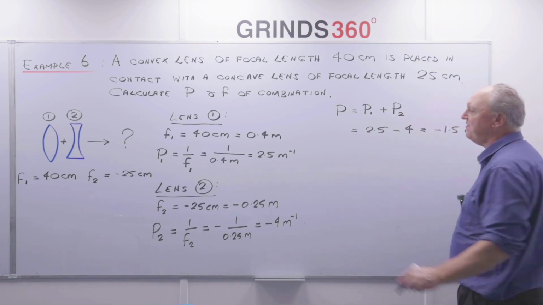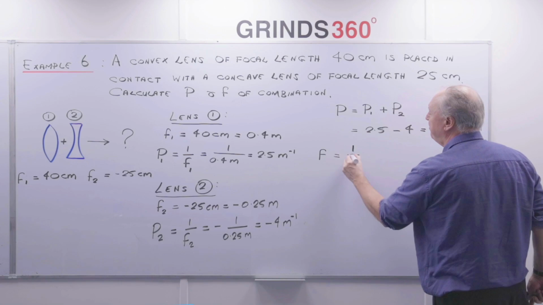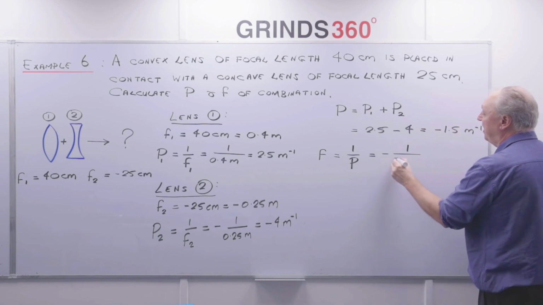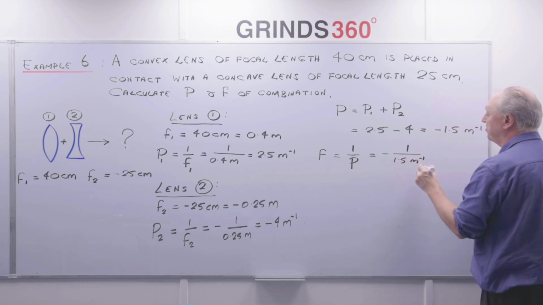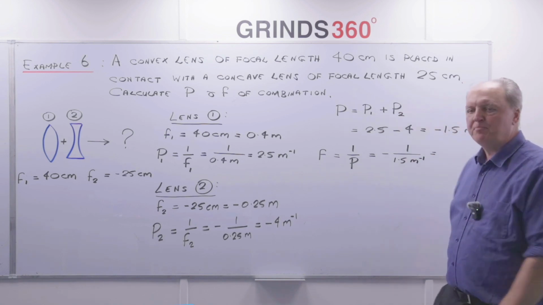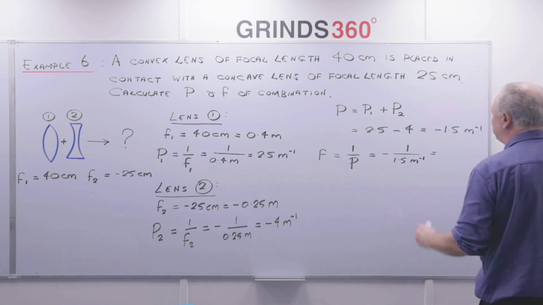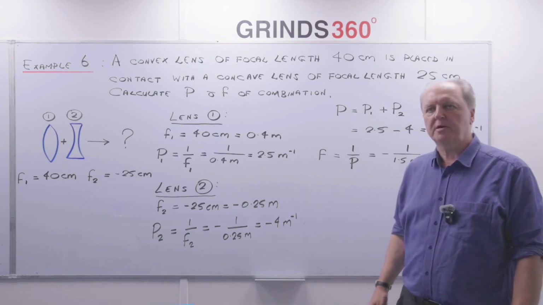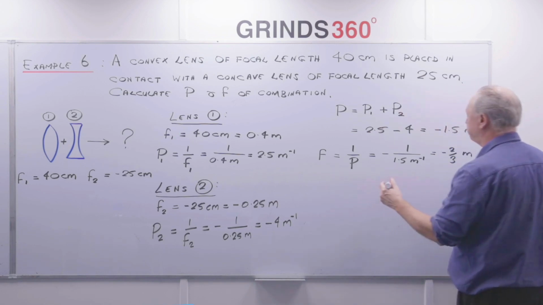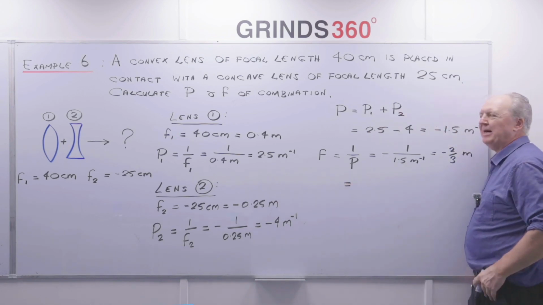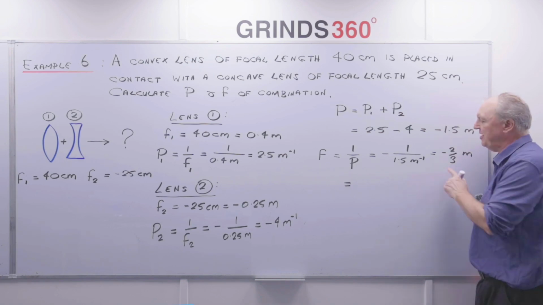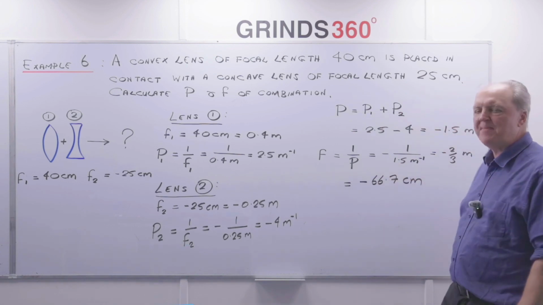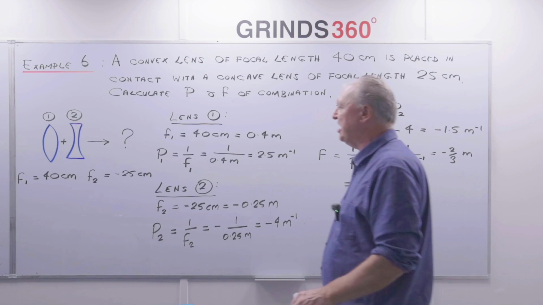So P is equal to 1 over f. Therefore, f is equal to 1 over P. So throw the minus in front. That's minus 1 over 1.5 per meter. So 1 over 1.5, I'll end up getting minus 2/3 of a meter. It's about 66.7 centimeters. So if I'm turning that into centimeters, it's minus 66.7 centimeters. So that's the focal length of the combination of those two lenses.